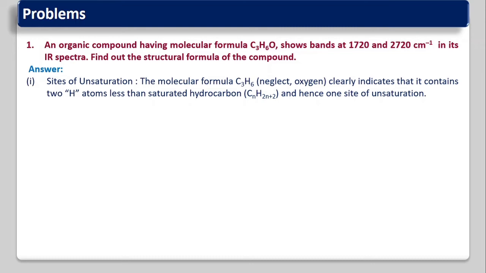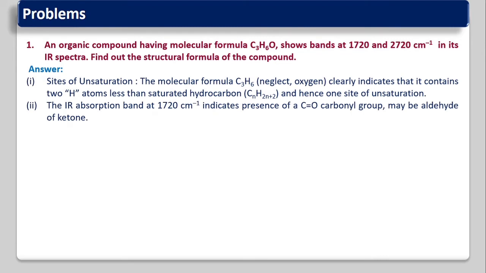So in this way. Now second step, as we know the sites of unsaturation, we'll start with the IR frequency. What is given? So the first frequency is given around 1720 centimeter inverse. The IR absorption band at 1720 centimeter inverse indicates the presence of a carbonyl group, that is a C=O double bond. Right. So 1720 indicates the carbonyl group. That may be an aldehyde or may be a ketone.